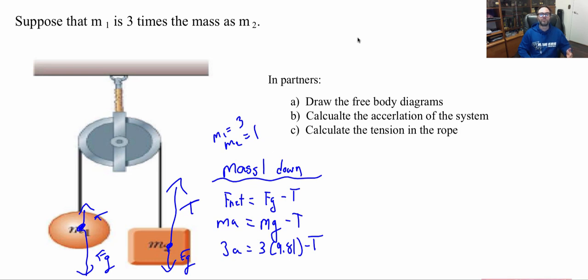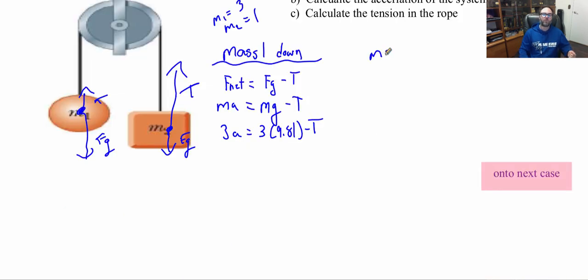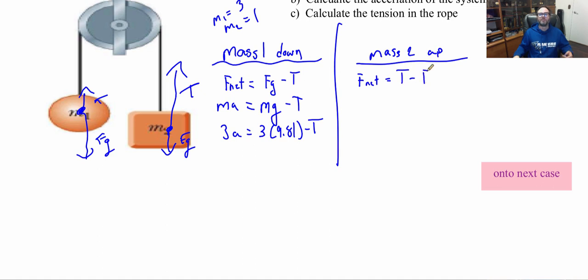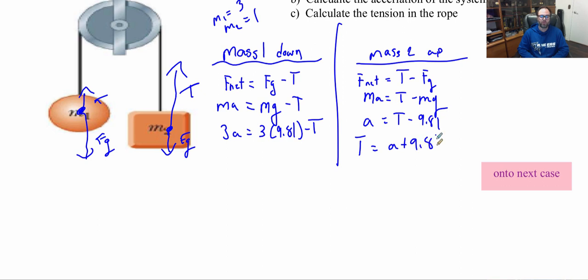In this case, mass 2 is going to be going up. So for this one, we're going to say the net force of mass 2 is equal to tension minus the force of gravity for mass 2, because it's moving up, so tension must be bigger, according to our free body diagram. So once again, we have mass 2 times acceleration is equal to tension minus mass 2 multiplied by gravity. This ends up giving me my acceleration is equal to tension minus 9.81. In other words, we have tension is equal to acceleration plus 9.81.